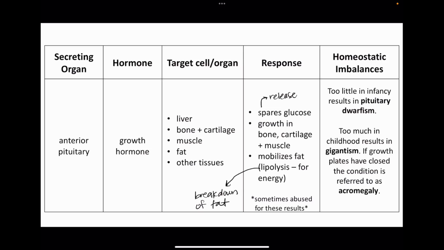Some homeostatic imbalances. If you have too little growth hormone in infancy, this results in what's called pituitary dwarfism. And you want to say specifically pituitary dwarfism because there are different types of dwarfism that we won't talk about in this class. But with pituitary dwarfism, these people often only grow to about 4 feet tall.